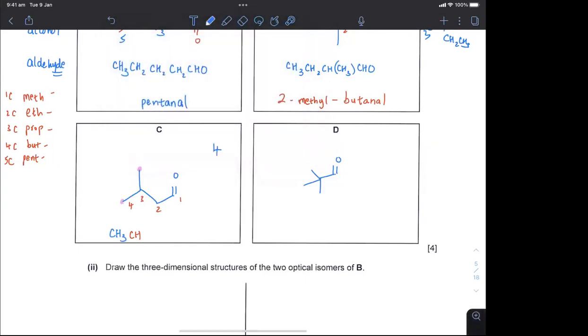Carbon forms 4 bonds. You form 1, you form 2, you form 3. 4 minus 3, what do you get? 1. You don't see this one. Why isn't it shown? Because this one is bonded to hydrogen. So there must be 1 hydrogen there. That's the rule in skeletal formula.